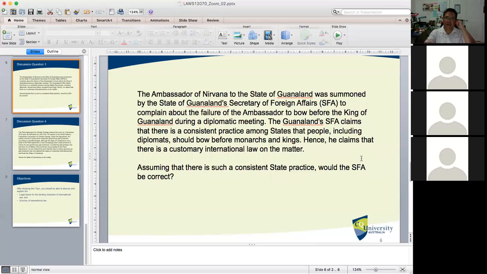I've seen a comment from Samantha. I'm just going to go back to that in a short while, Samantha. But let me just focus on this particular question first. What do you think? Would the SFA be correct? Can I get a volunteer? And so this is kind of related to the first discussion question we have.